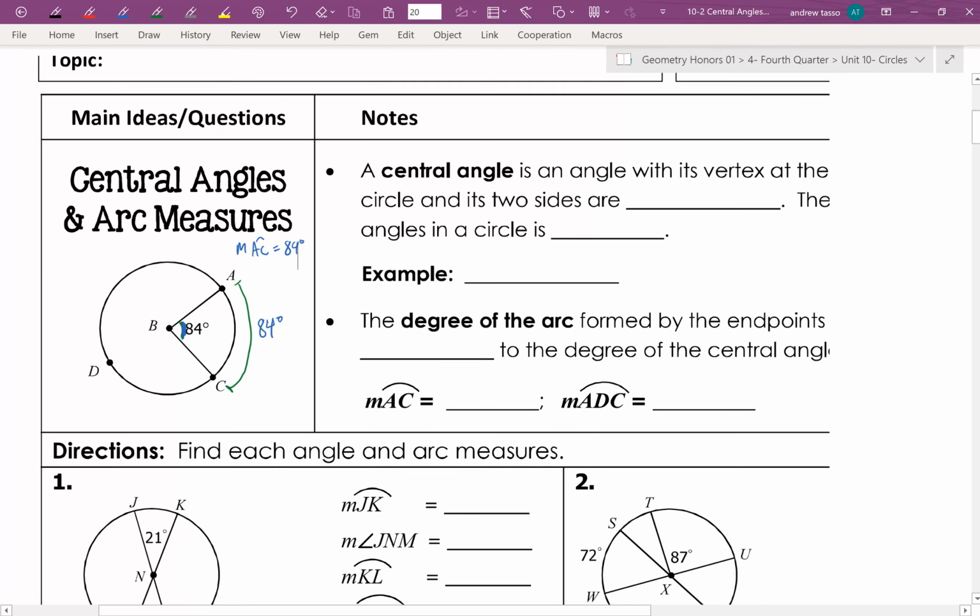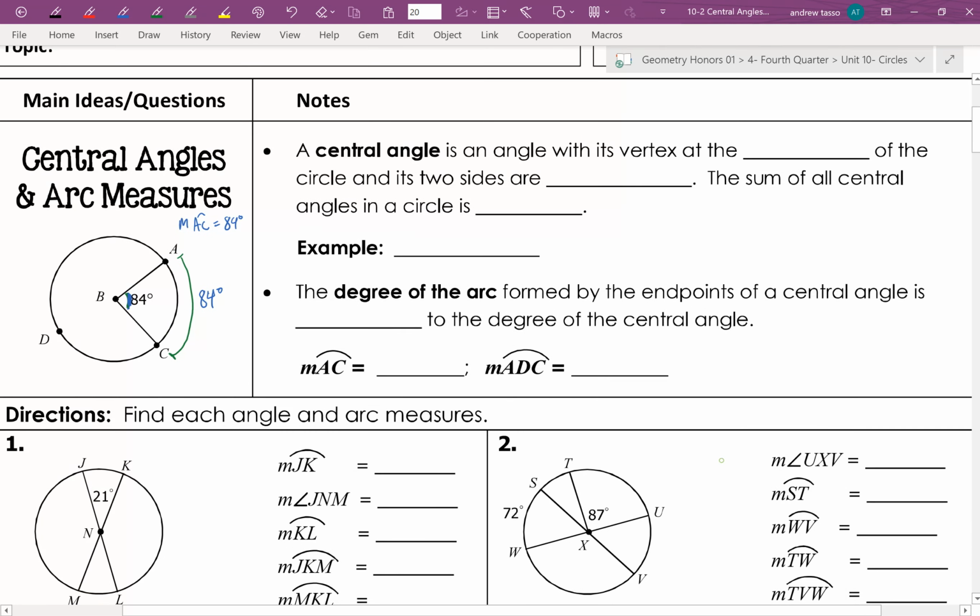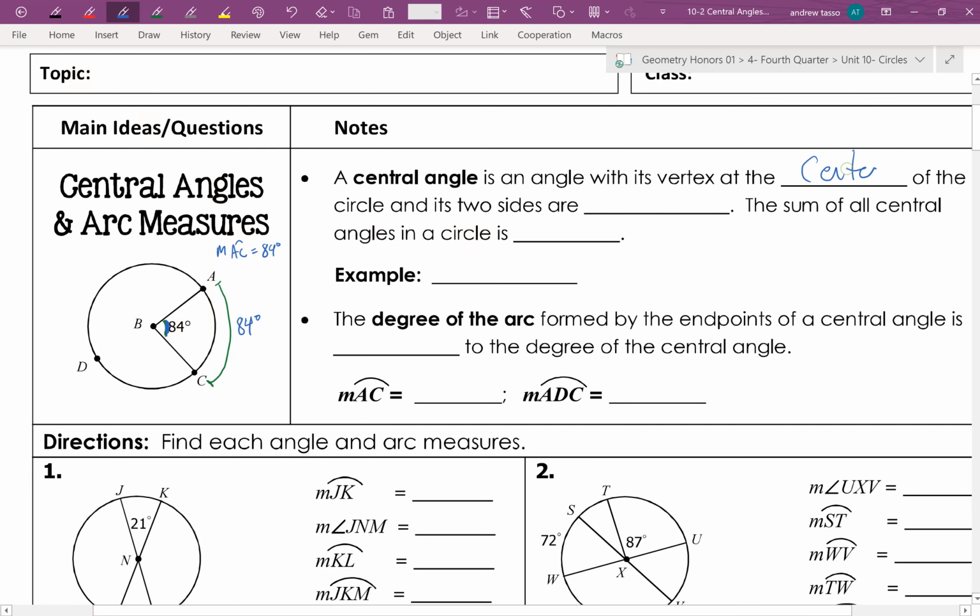So a little bit of notes now. A central angle is an angle with its vertex at the center of a circle and its two sides are radii. Okay, both of these parts that form the angle are radii. The sum of all central angles in a circle is 360 degrees. An example of a central angle in this case would be angle ABC. Okay, and the degree of the arc formed by the endpoints is equal to the degree of the central angle.